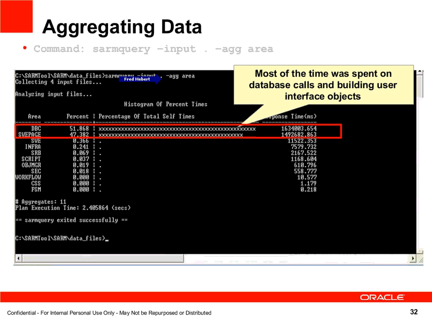Now in this case, I'm looking here in my SARM data files directory. We can install our SARM tool /SARM/data files, and this is where I'm plunking all my SARM files. So that's the example that we're working with here. And we're saying SARMQuery-input dot, and it says that we're collecting 4 input files. So we didn't just get one SARM file here. We collected several SARM files. We want to look across all of them. And that actually may be useful.